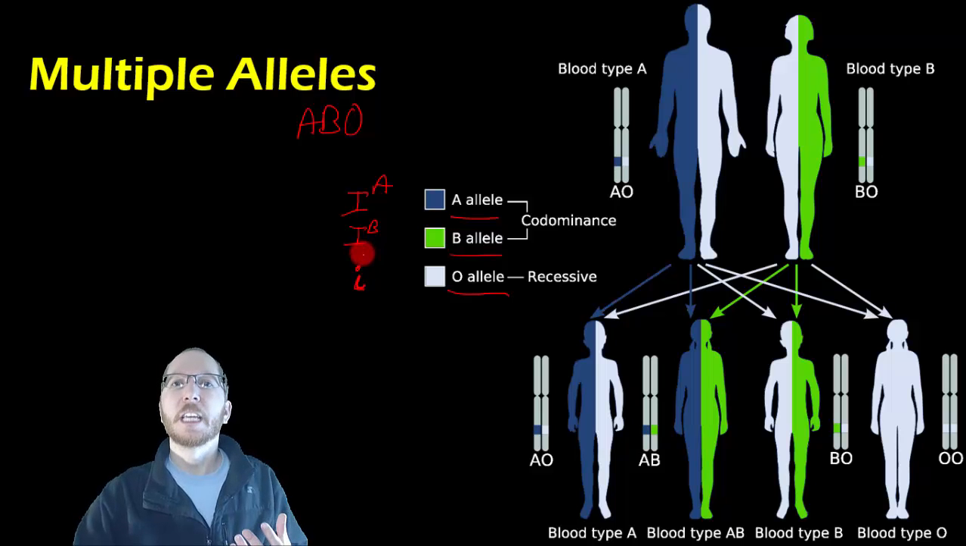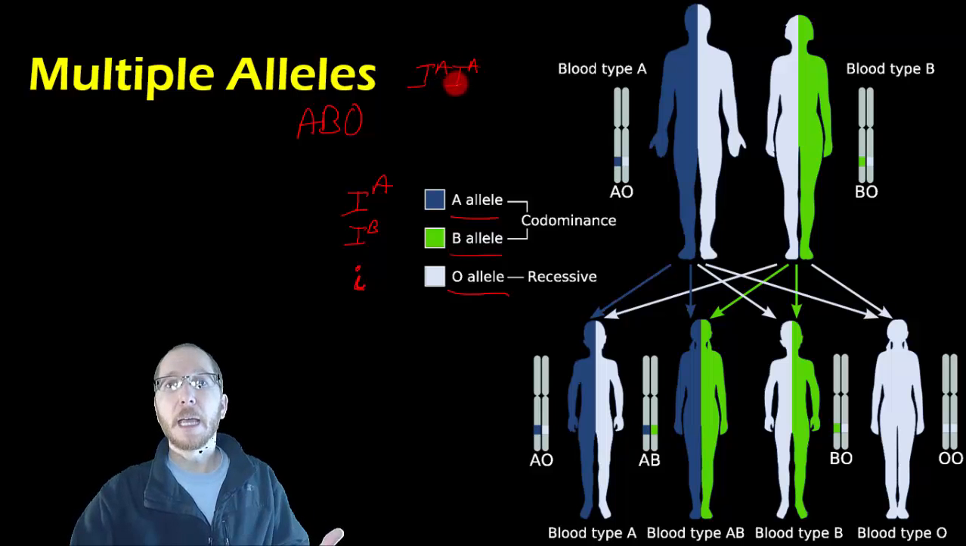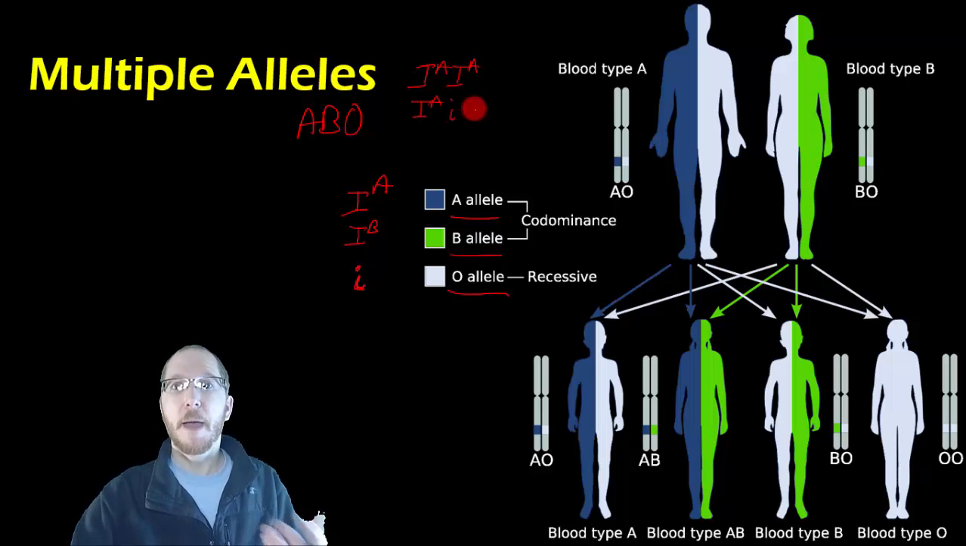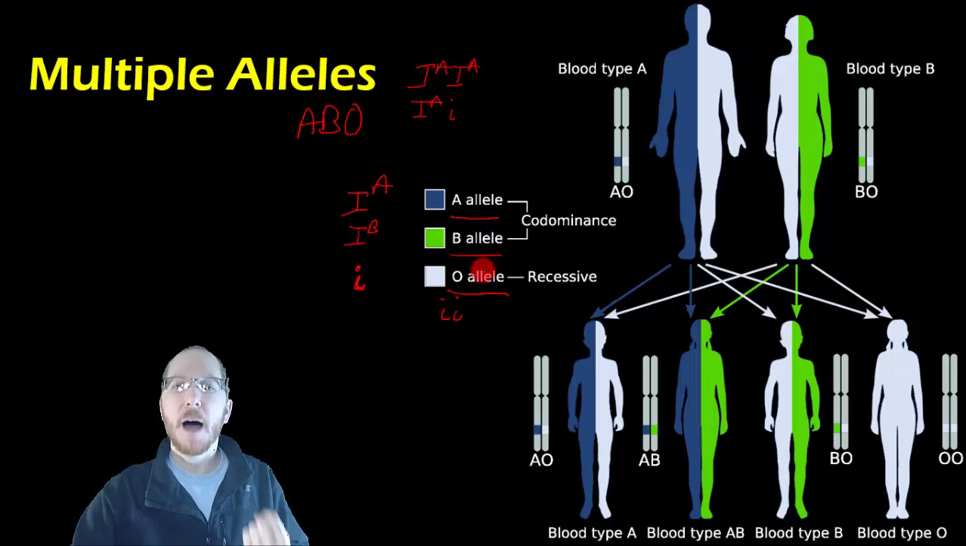So now we can look at individuals to figure out what they'd be. So if you have two A alleles, you're going to obviously have blood type A. If you have an A allele and an O, you're going to be blood type A. Same thing if you have two Bs or a B and an O, both of those would phenotypically have blood type B. To have blood type O, you have to have little i, little i. That's the only way possible.